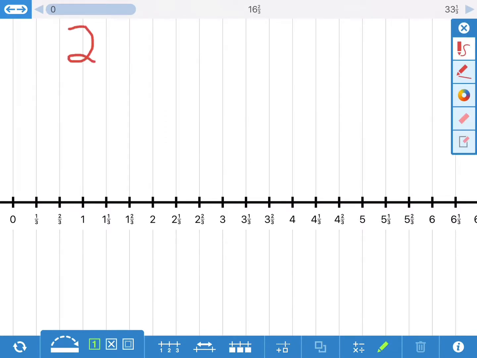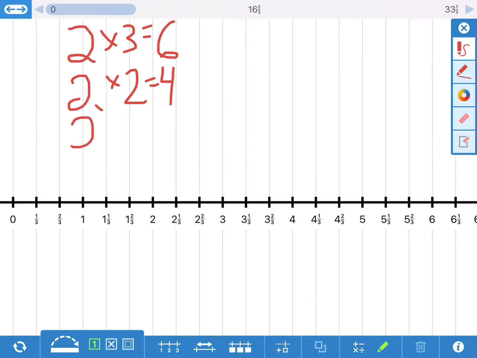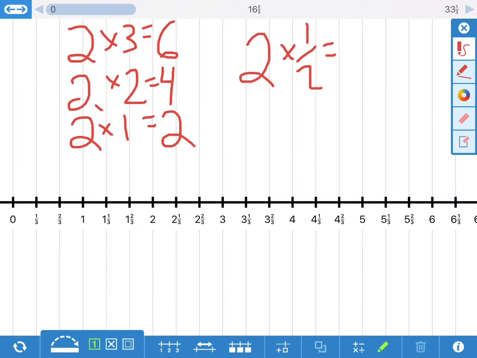We had 2 times 3 equals 6. 2 times 2 equals 4. 2 times 1 equals 2, and then we did 2 times 1/2, and that was 1. So now we can ask the students, well, what about 2 times 1/3? What's that going to look like? And we can actually model that right here because we have the thirds.